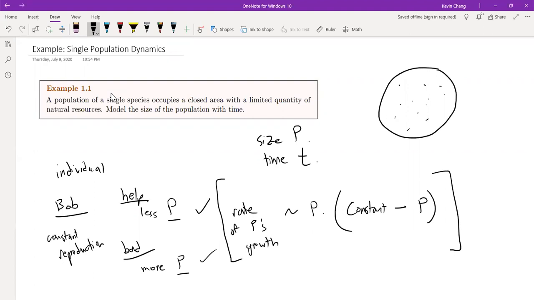And there are many ways to interpret this. We can also interpret this via individual proportionalities. You can say the rate is proportional to P. It's also proportional to this. And that's another way of interpreting this.